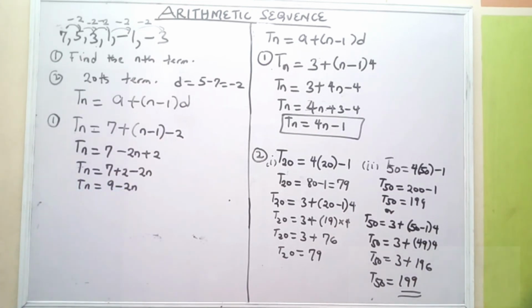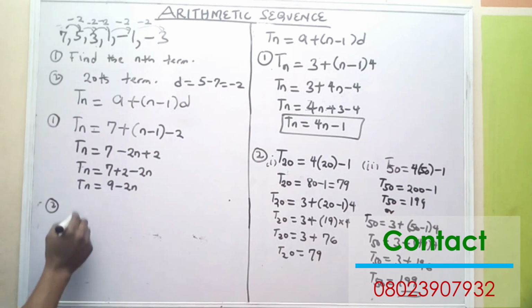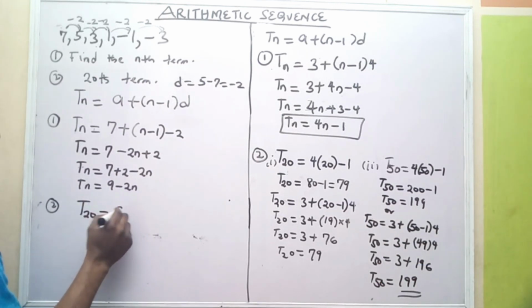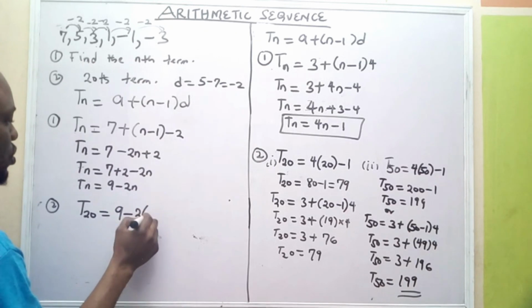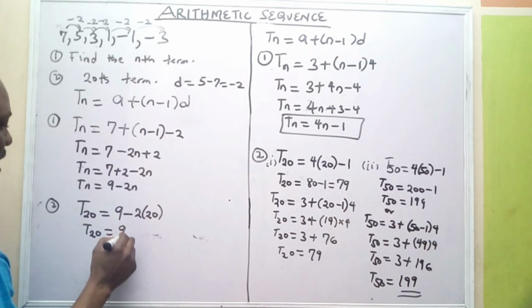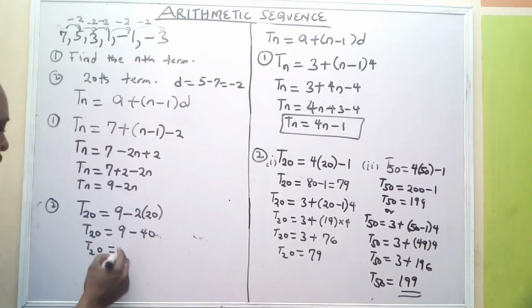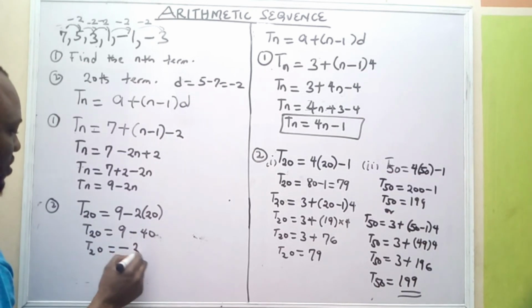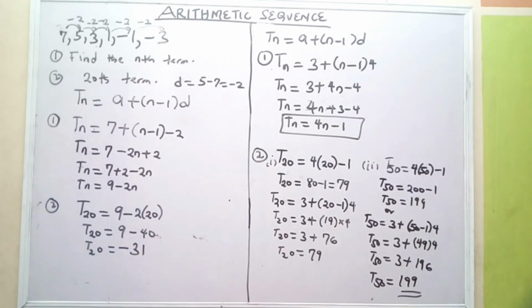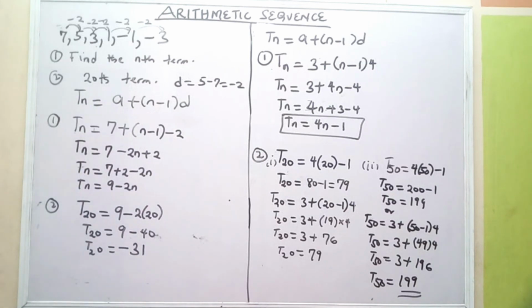So if Tn is 9 minus 2n, now if I want to get the 20th term of the sequence, I can use T20. I can plug it here. 9 minus 2 bracket 20. So T20 is 9 minus 40, which is minus 31. So that's just it. Or if you don't want to do that, you can use the general formula, and that will give you your answer.